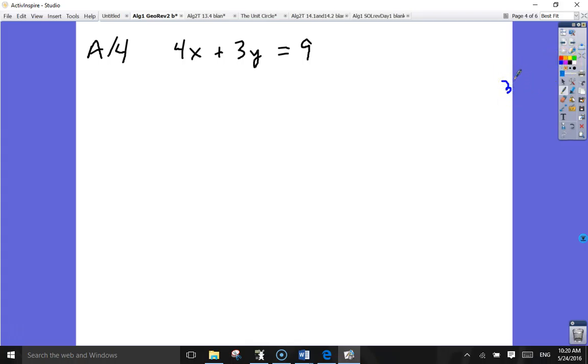So again, what does it mean to solve for a variable? When you solve, it means isolate that variable, right? And one way or the other, you got to look at that y and say, okay, that's what I'm isolating for.